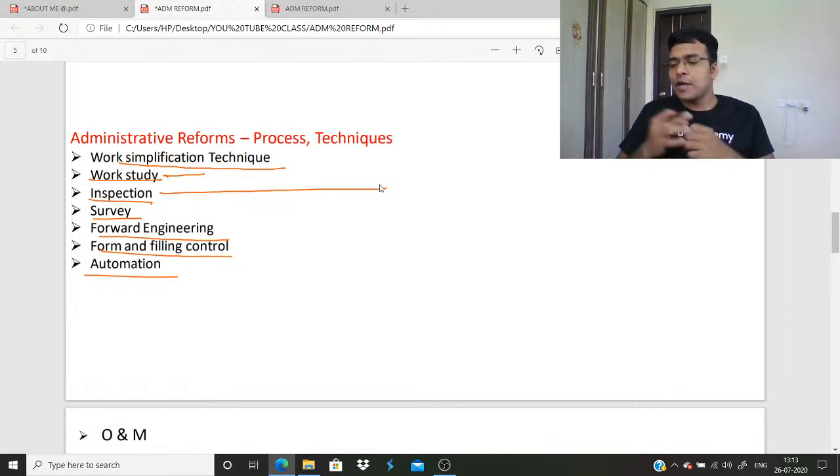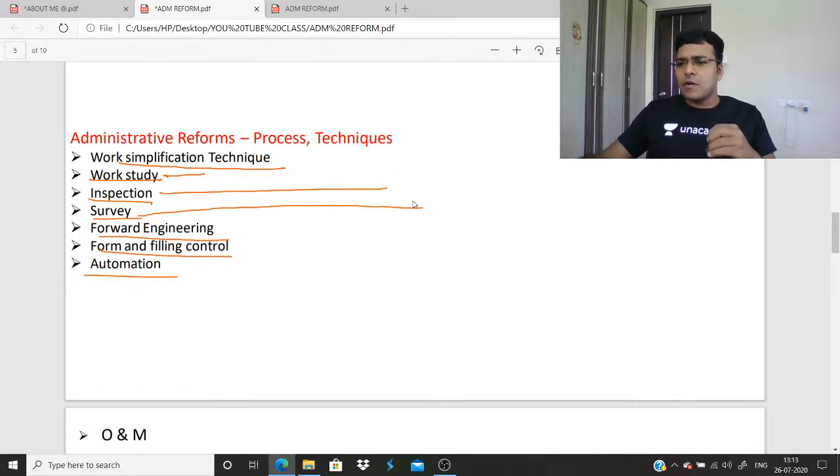Inspection, simple thing. Inspection means the superior always makes an inspection of the work of the subordinate. When the subordinate has any problem, they guide them. So inspection is a procedure to find difficulty, fault, or problems faced by subordinates and give them an instant solution. This is inspection.